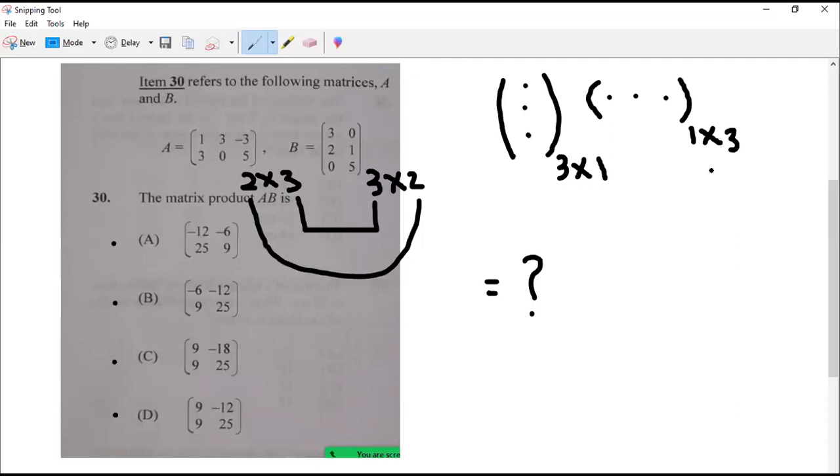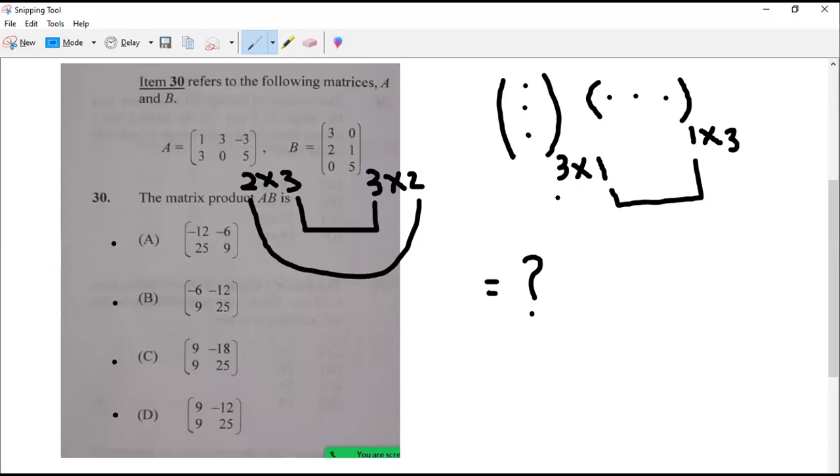All right. Now, how do we test to see if the two matrices are compatible? We look at the last number of the first matrix and the first number of the second. If both of them are equal, it means they're what? Compatible. In other words, if the number of columns of the first matrix is equal to the number of rows of the second matrix, then they are compatible.